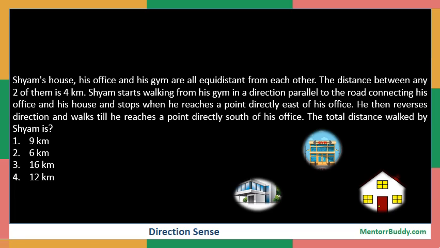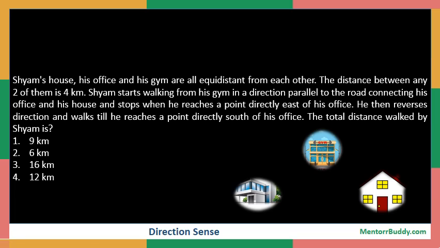We have a question based on direction sense. It says, Sham's house, his office, and his gym are all equidistant from each other. The distance between any two of them is 4 kilometers. Sham starts walking from his gym in a direction parallel to the road connecting his office and his house and stops when he reaches a point directly east of his office. He then reverses direction and walks till he reaches a point directly south of his office. The total distance walked by Sham is.